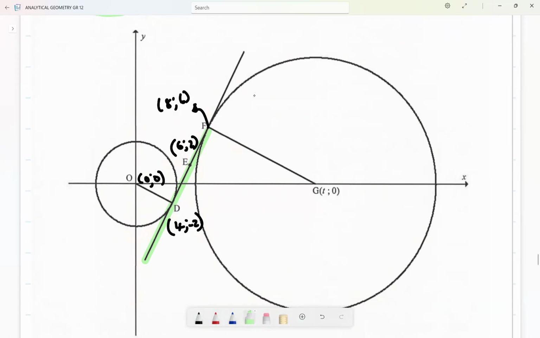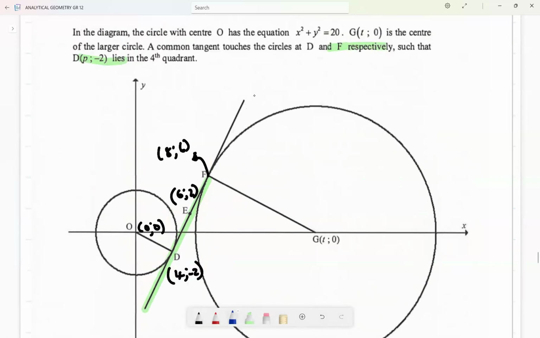or whether it is DF or DE or whatever, it's going to be the same thing. So let's find the gradient of DF. Gradient of DF is going to be equal to 6 minus 2, divided by 8 minus 4, which is 4 divided by 2, it is 2.